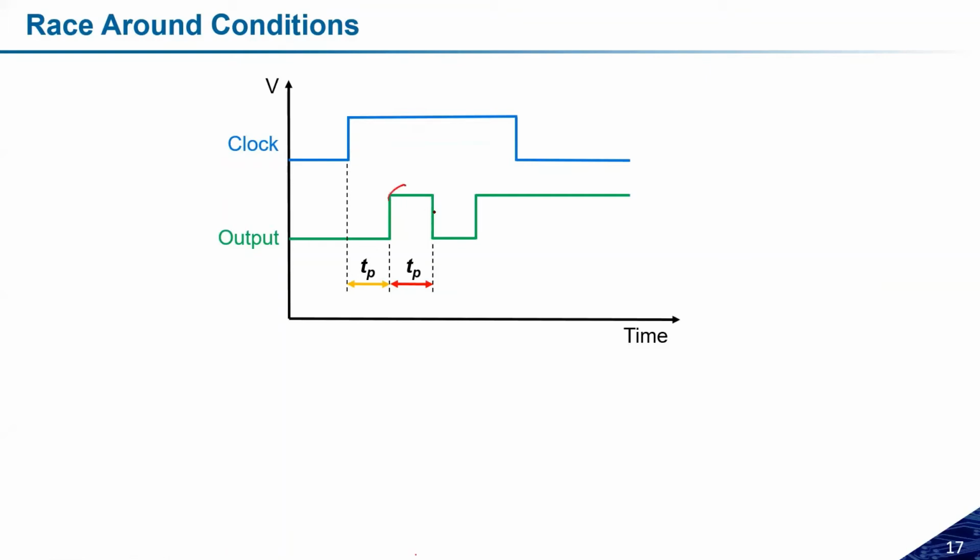It can maintain this, and again it can toggle for some period of time. Ideally I wanted to maintain the logic like this, but there is some toggling in between, some changing due to the race around condition. This kind of problem we call the race around problem. The race around problem must be avoided. These are not desirable states.